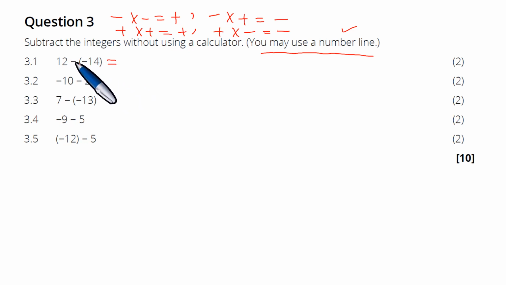Okay, let's come to this one. Now we have negative times negative. What is negative times negative? It's positive. And then we have the number 12 plus the number 14. What's the answer? 26. Well done. Next, we have minus 10 minus 2.